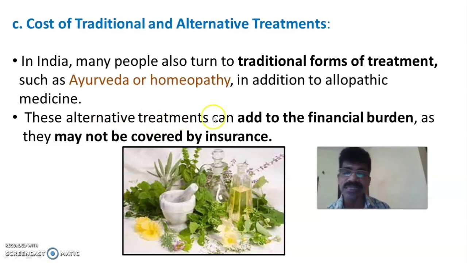So these alternative treatments can add to the financial burden or stress on the family. And they may not be covered by insurance. Insurance covers only allopathic treatment, allopathic medical care. This is about the additional cost for traditional and alternative treatments.